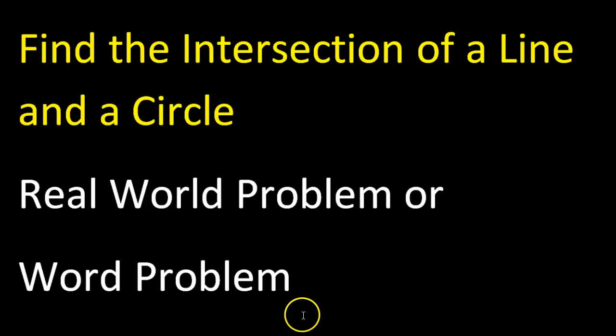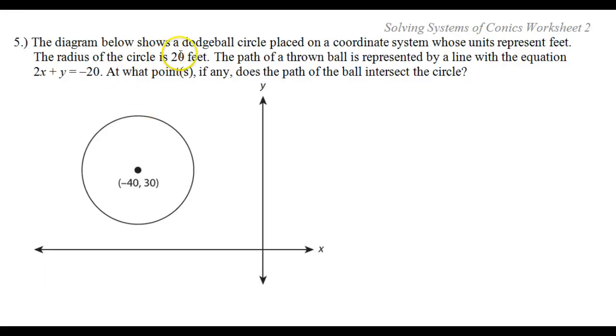In this video, we are going to find the intersection of a line and a circle. This is going to be in the form of a word problem or real-world problem. The diagram below shows a dodgeball circle placed on a coordinate system whose units represent feet.